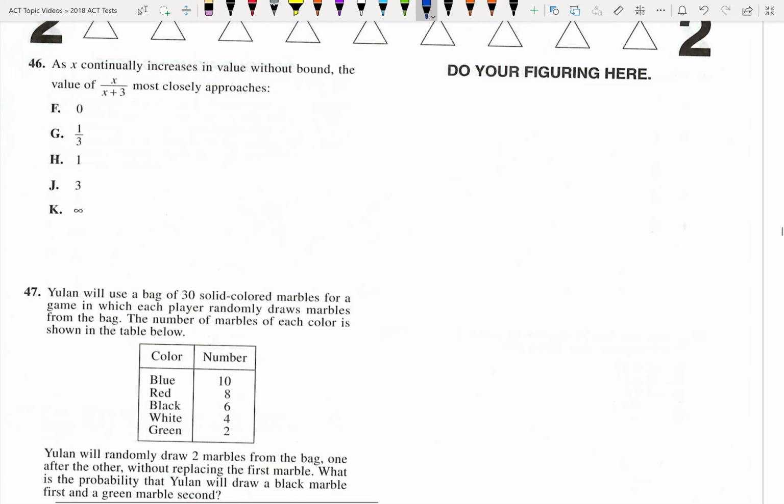On number 46, there's a lot of different ways to think about this, but this is ultimately a horizontal asymptote question. Now, if you don't remember the rules for finding that, you can certainly type this in your calculator and graph it. Let me type it in on my calculator right now, x divided by x plus 3. We graph that. Okay, you're going to get a graph that looks something like this. If I draw just a quick sketch, you're going to get something that looks like this.